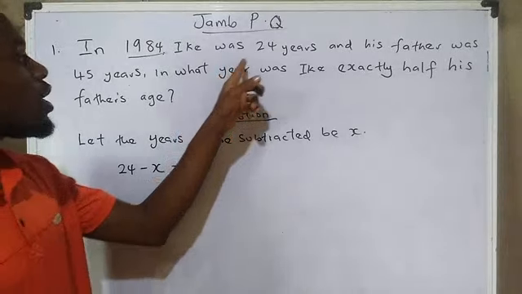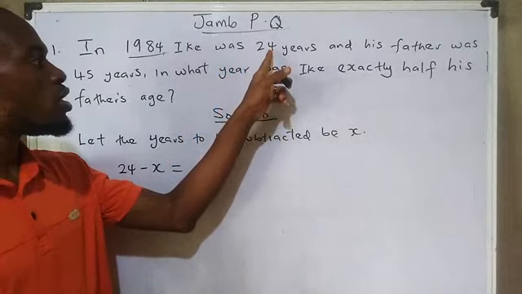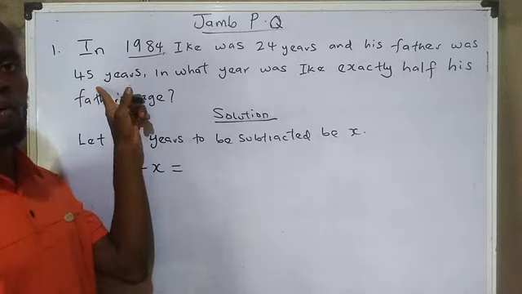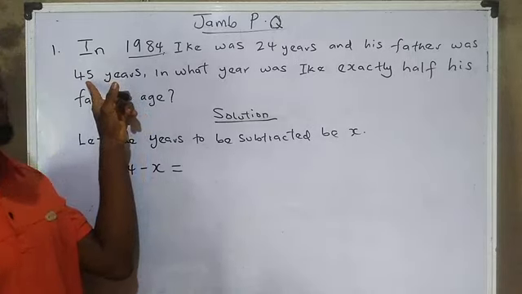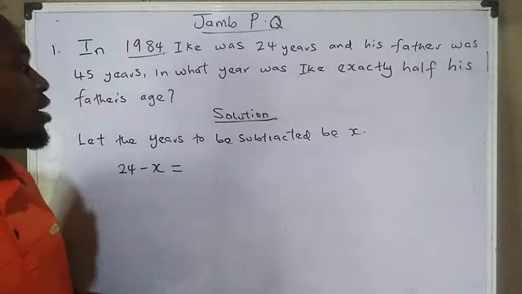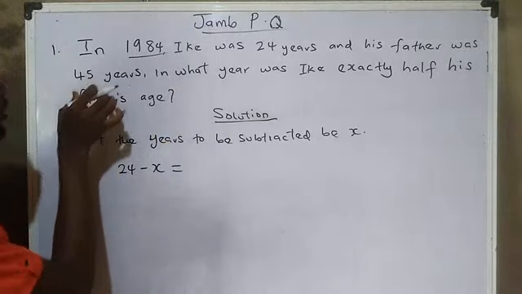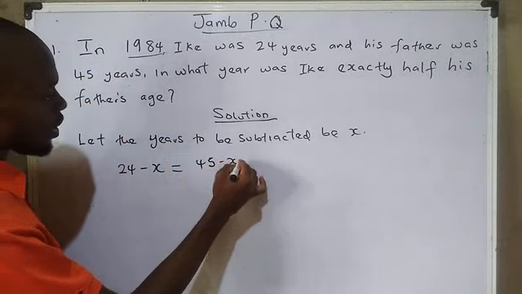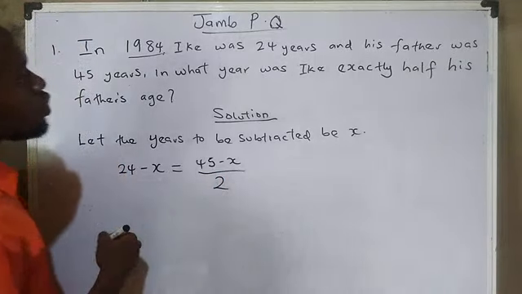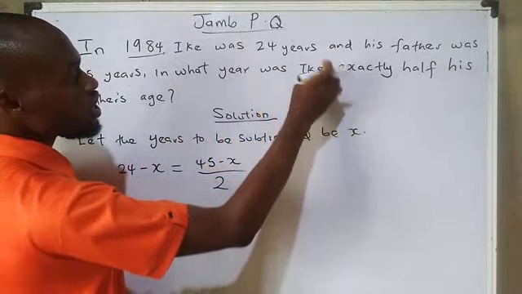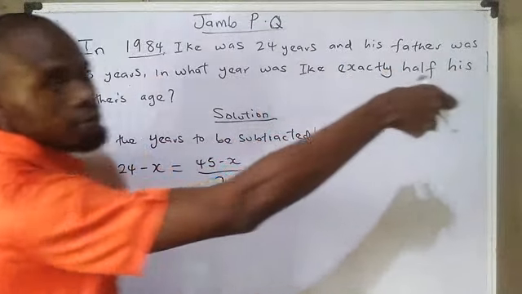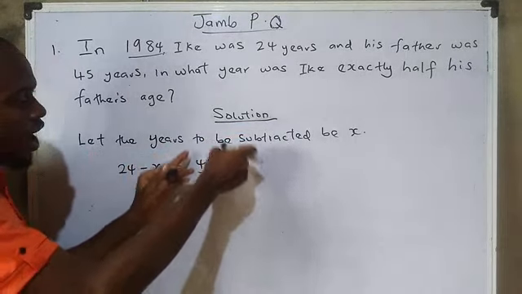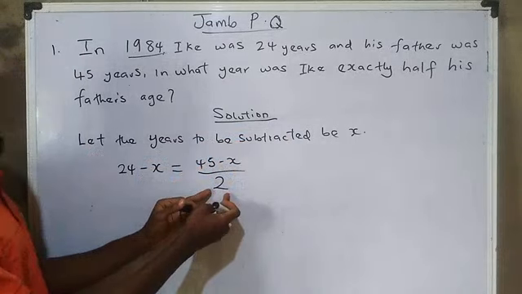Because if Ike is 24 years now and you subtract 1 year from his age, then his father too, you have to subtract that one from it. That means his father will be 44, no more 45. Do you understand this? So now, let's proceed. The father's age then will be 45 minus x. Then you have to divide it by 2 because we are looking for the year in which Ike will be exactly half of his father.